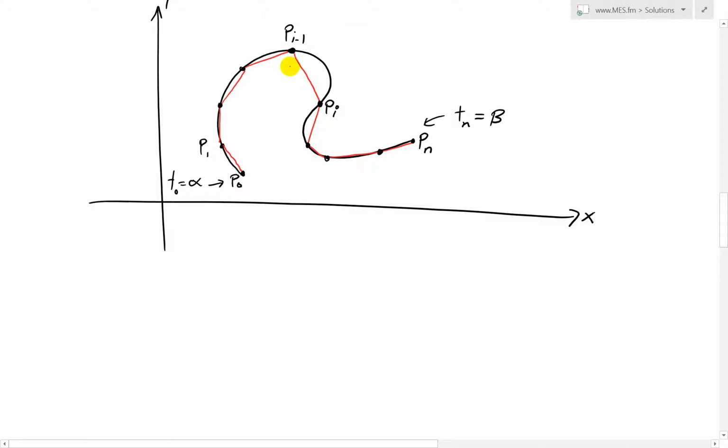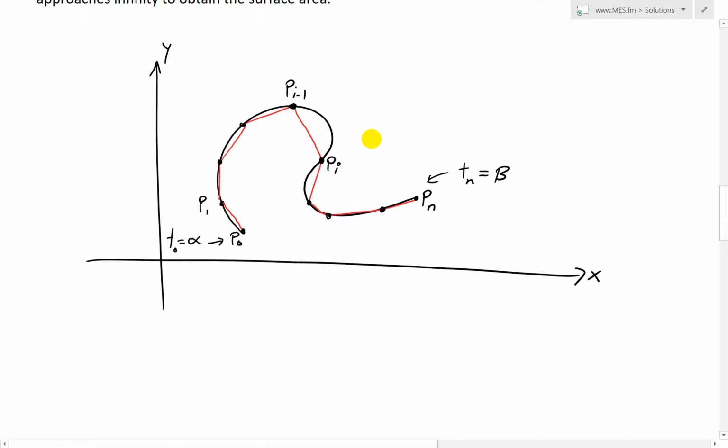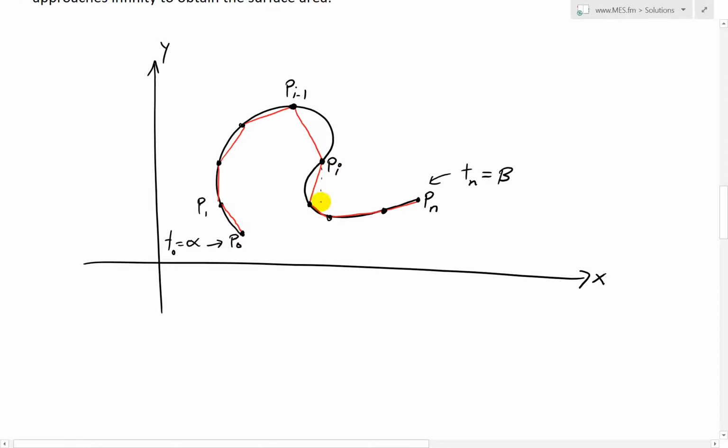So now that we have these segments, the next step is to look at this one segment, p_{i-1} to p_i. At this point here, this corresponds to x_i, and this point all the way across down here corresponds to x_{i-1}. And likewise on this side all the way across here, this corresponds to y_i, and this one all the way across here is y_{i-1}. So now we have a right angle triangle like that.